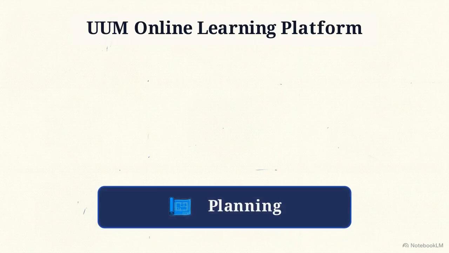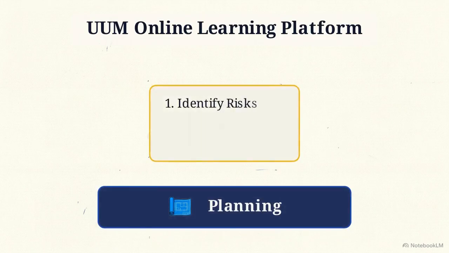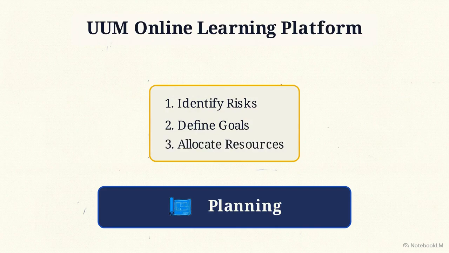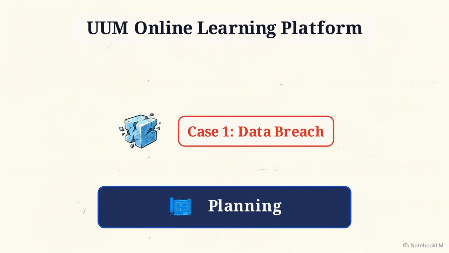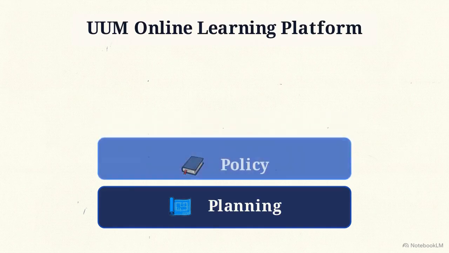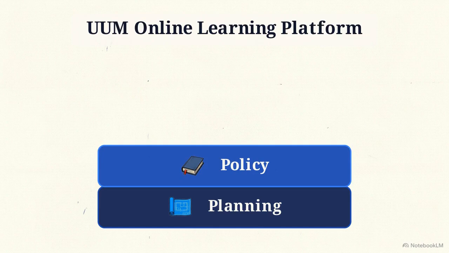We start with the first pillar, planning. This is where we assess risks, define our security goals, and allocate resources before writing any code. If we launch blindly without a threat analysis, we encounter Case 1, a direct data breach caused by failing to evaluate risks up front. To establish control, we add the second pillar, policy.